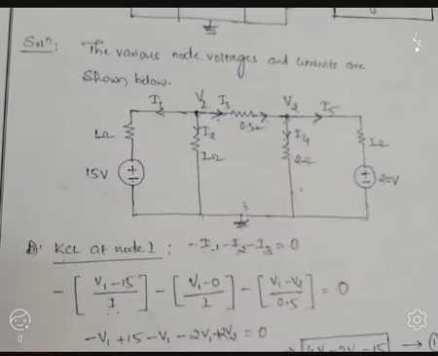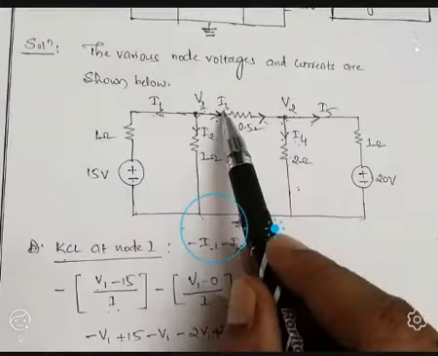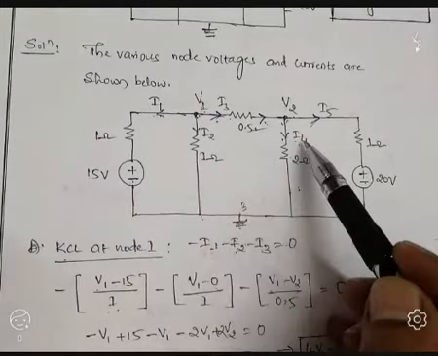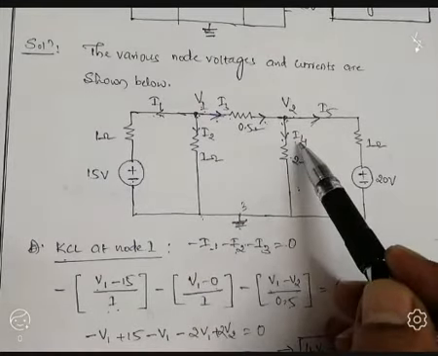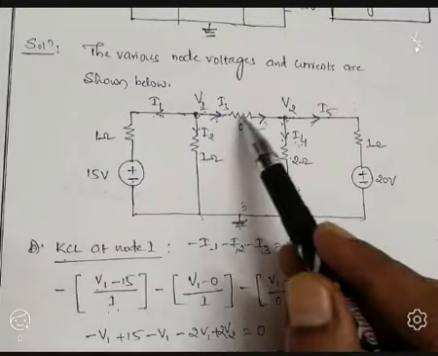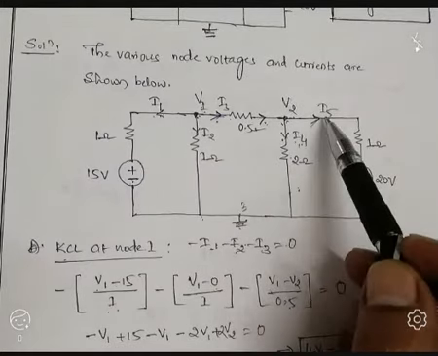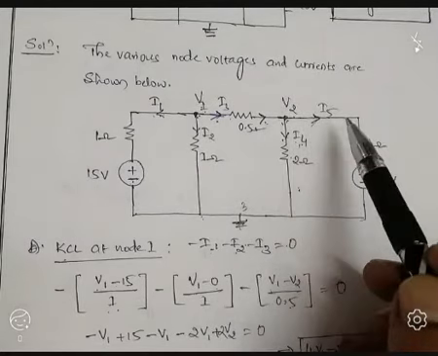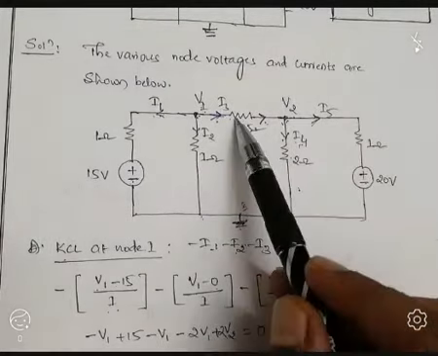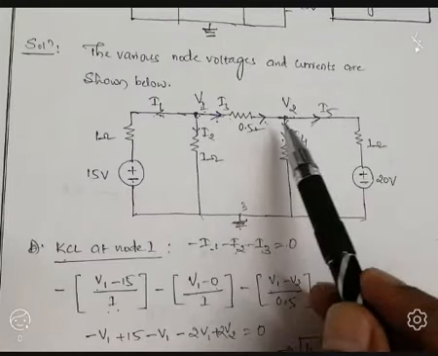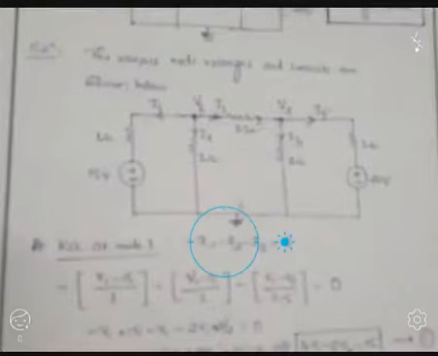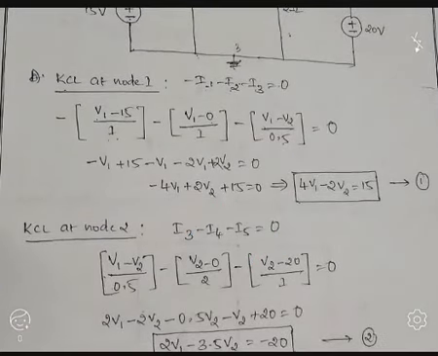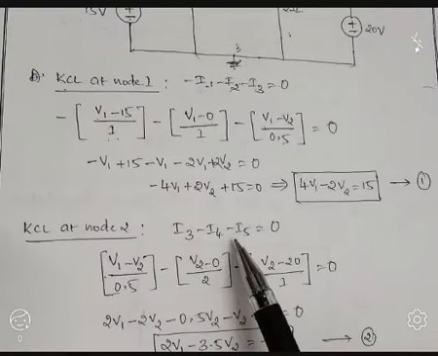We can say that current I3 is moving towards, hence it becomes plus I3. Current I4 is moving away, so it becomes minus I4. The current I5 is also moving away, so it becomes minus I5, which is equal to 0. Once again, I3 minus I4 minus I5 is equal to 0. So let us verify the equation.